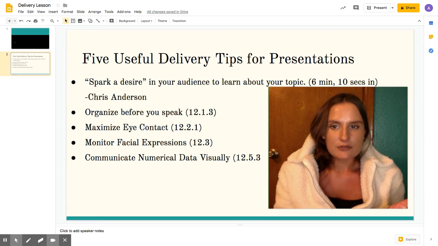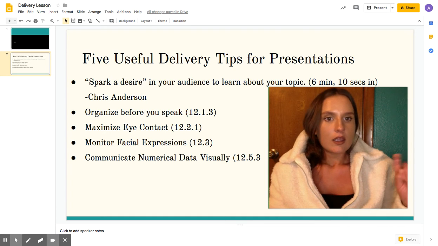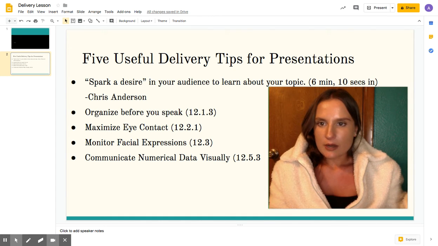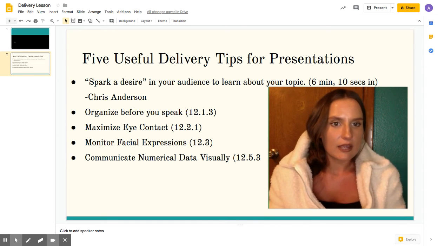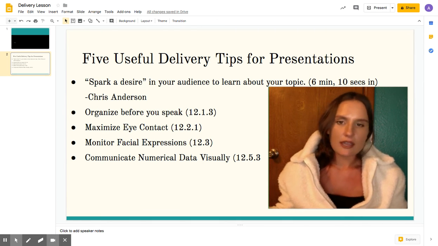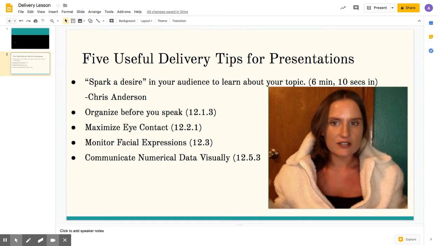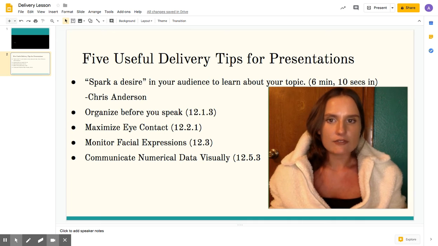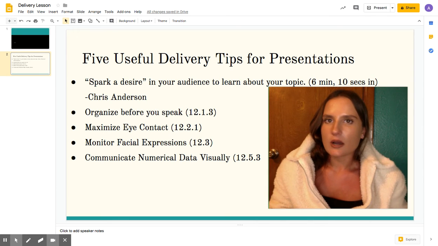The second point that I thought was very important was mentioned in 12.1.3 in the textbook, and it was the topic about organizing before you speak. So basically, making sure that you know what you're going to talk about ahead of time and really implementing a good, solid foundation for your speech so that you can more easily account for speech anxiety, but also just knowing the content that you're going to cover so that you don't have to waste time thinking about what you want to say while you're presenting. So that was a big one for me because I sometimes struggle with that.